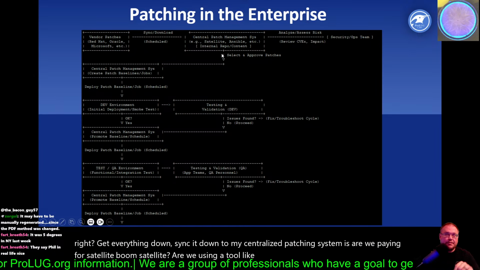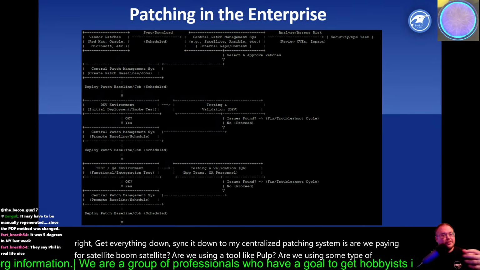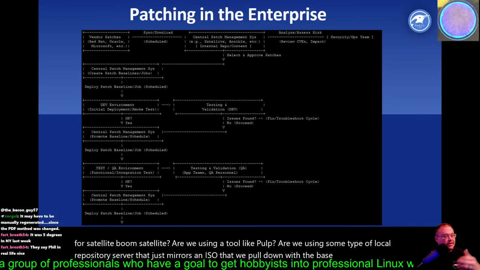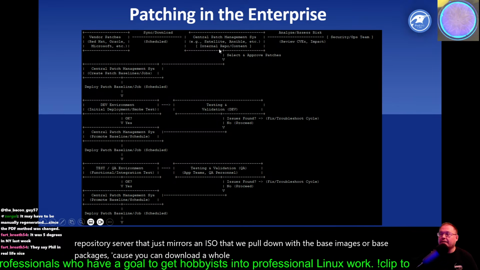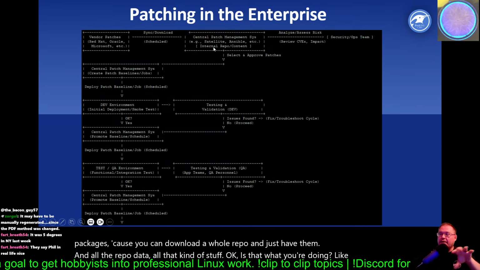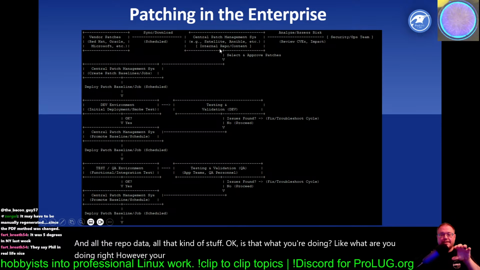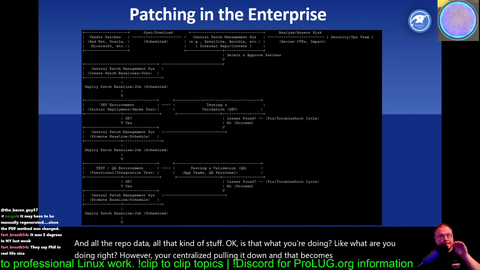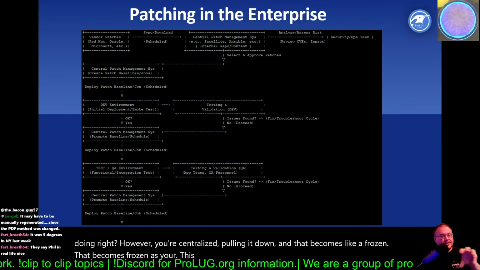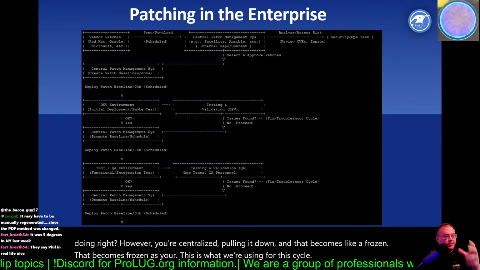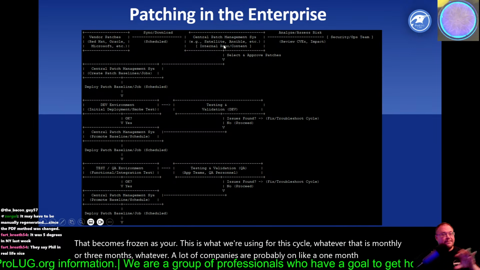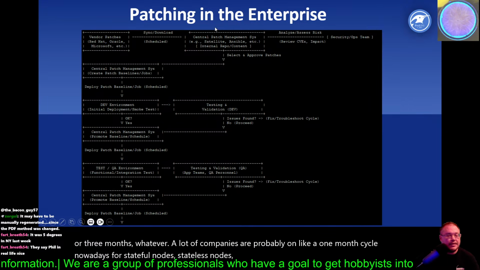Are we using some type of local repository server that just mirrors an ISO that we pull down with the base images or base packages, because you can download a whole repo and just have them, and all the repo data, all that kind of stuff. Okay, is that what you're doing? Like, what are you doing, right? However you're centralized, pulling it down, and that becomes frozen as your, this is what we're using for this cycle, whatever that is, monthly or 3 months, whatever. A lot of companies are probably on like a 1 month cycle nowadays. For stateful nodes. Stateless nodes you can patch more often if you needed to.